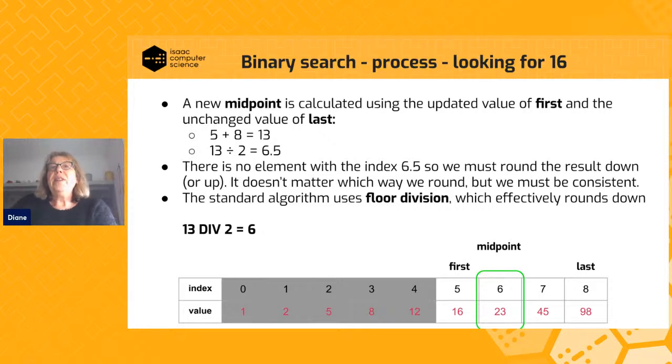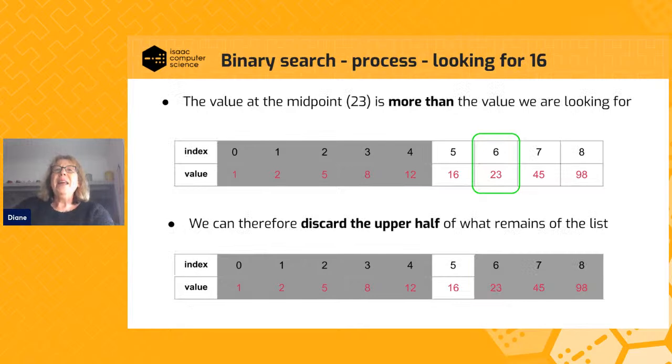So we've got first as 5, last as 8, and our midpoint as 6, slightly off center. And we examine the value at the midpoint, which is 23. Remember, we're looking for 16. So this is more than the value we're looking for. So what we can do now is discard the upper half of this smaller list, what remains of the original list. And remember, we can also discard the midpoint. So we're now going to discard everything from 6 to 8.